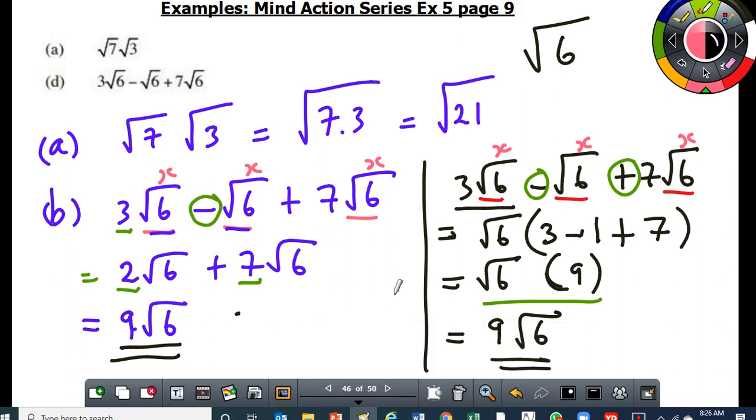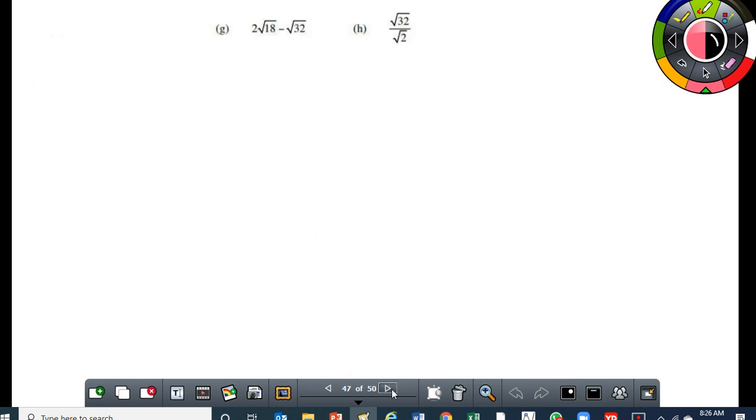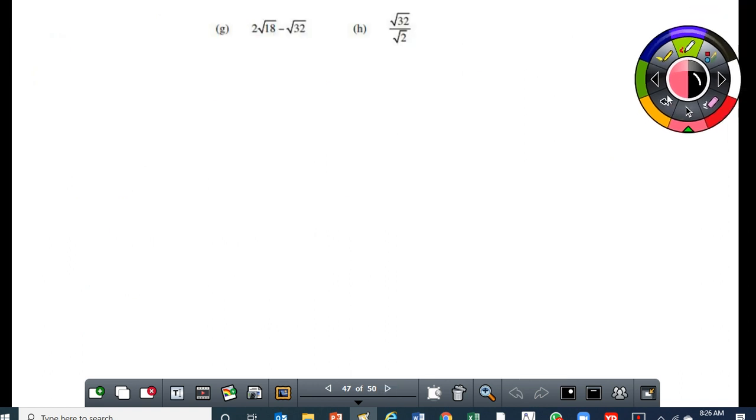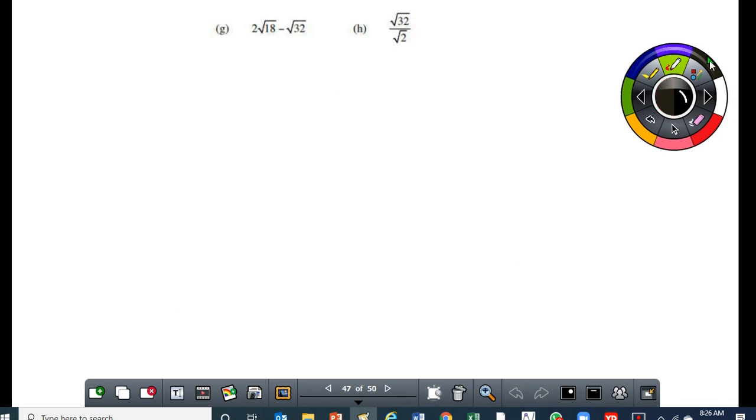Okay? So let me carry on with the next example. Now the next two examples are a little bit more complex, so make sure you pay attention very carefully. So we have 2 square root of 18 minus the square root of 32. Now, sometimes you can be given a question like this one, which is not simplified inside the square root. So for you to be able to do that, you have to write every number inside the square root as a product of a perfect square and a prime number.